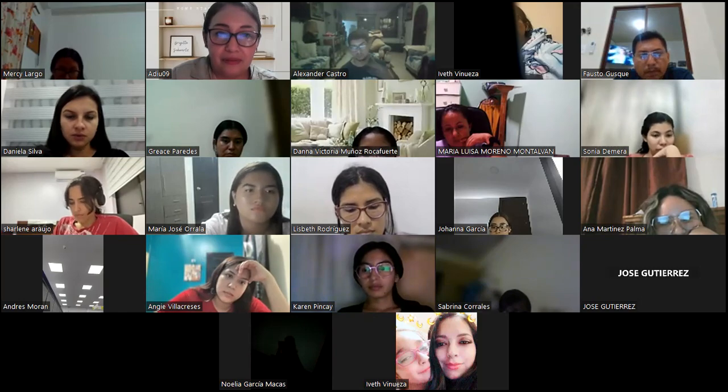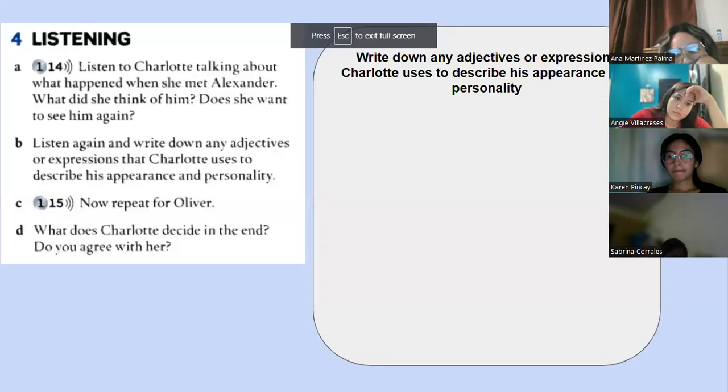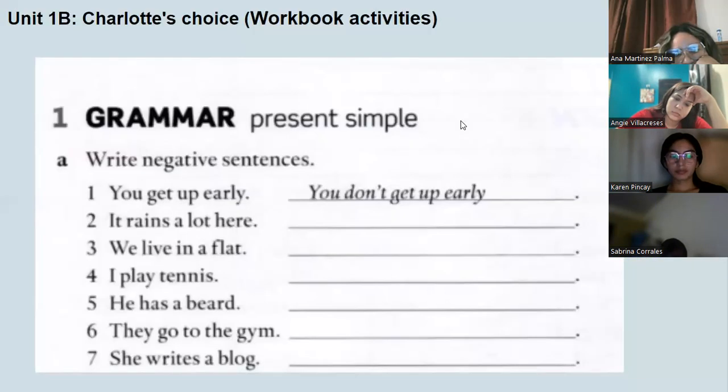This is where they are, just to let you know where we are. So that was 1A, right? This is like Charlotte's story, and the next unit is within 1B, but these are going to be workbook activities, okay? This is like an extra practice.